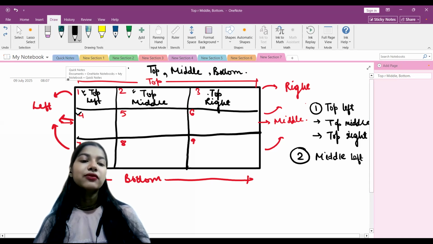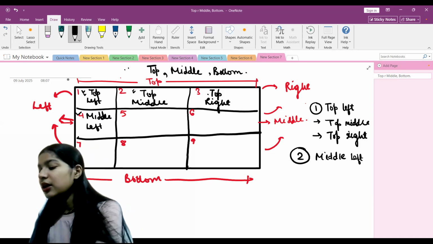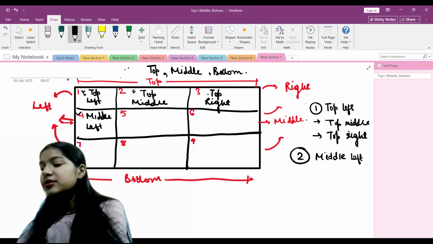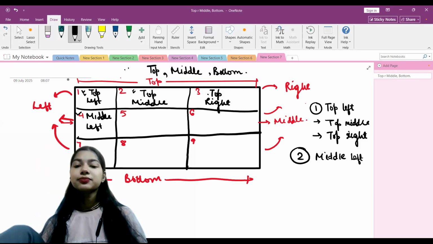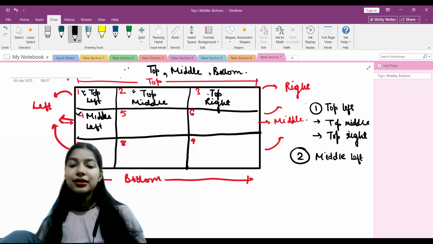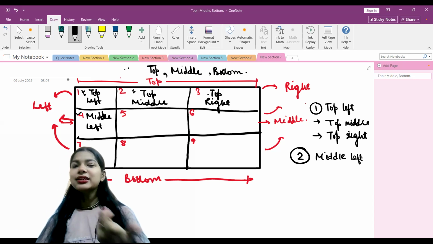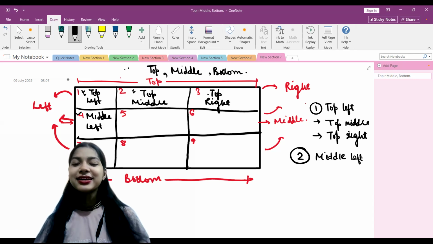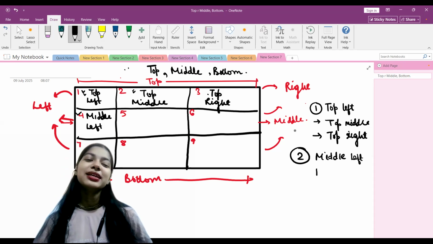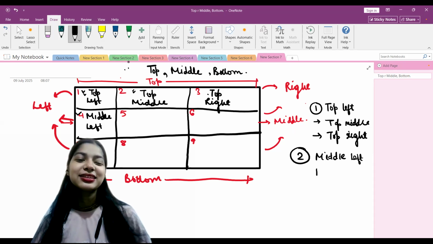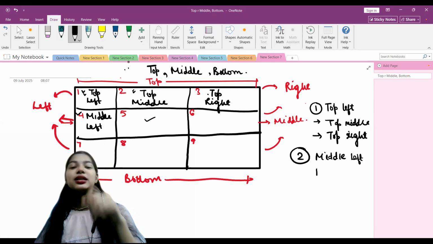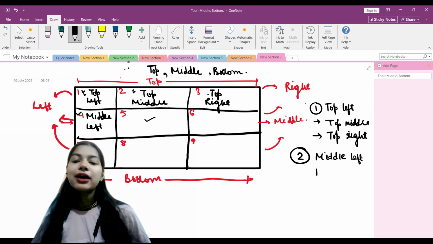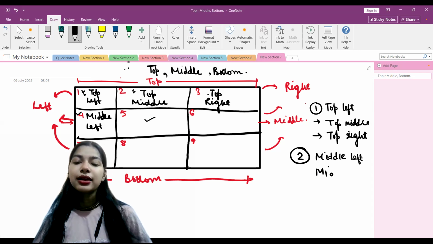Number 4 is our middle left. Okay, so number 4 is our middle left. Now, is middle right? Because middle, it can't be here like a middle right. So if we are going to say middle, then it is this one. So that is the center, the most center box. That is number 5.